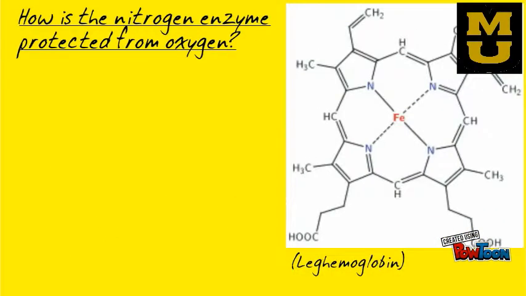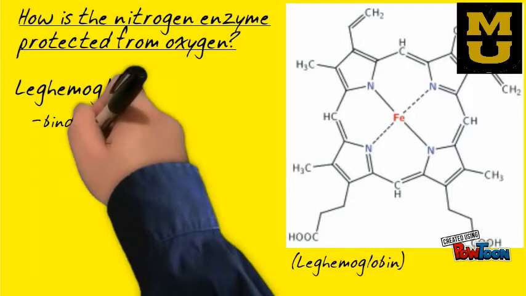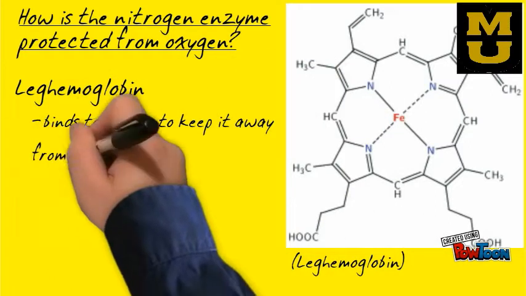How is the nitrogenase enzyme protected from oxygen? Rhizobia contain leghemoglobin, which binds to the oxygen to keep it away from the nitrogenase enzyme.